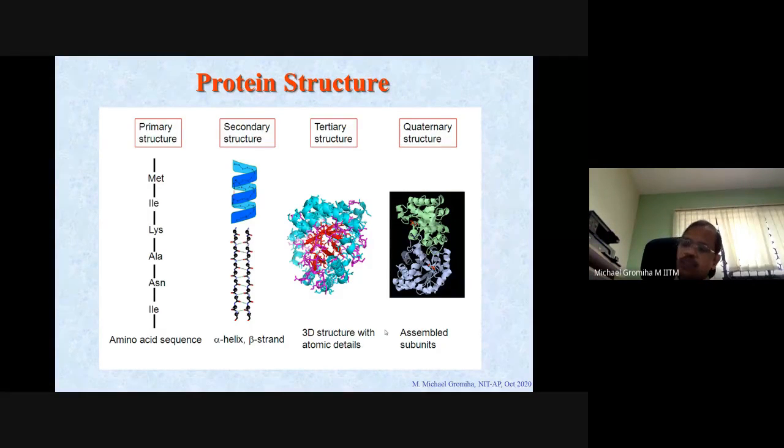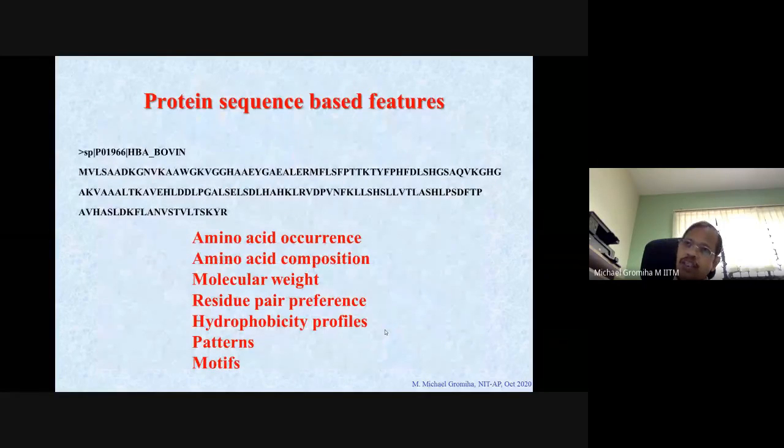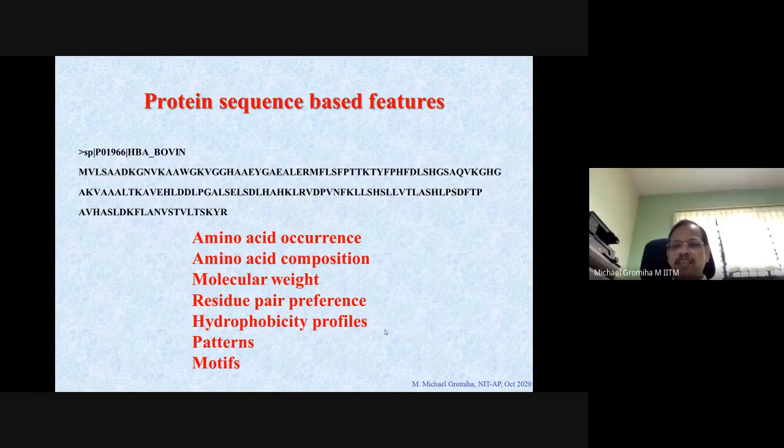Fine. So in the quaternary structure, right, the subunits, the combination of subunits, the assembly of subunits will give the quaternary structure. Fine. Okay. So now, today's class mainly focuses on the primary structure. Tomorrow's class I will deal with the secondary structures, and the day after tomorrow I will talk about tertiary structure. Okay. So what can we do?